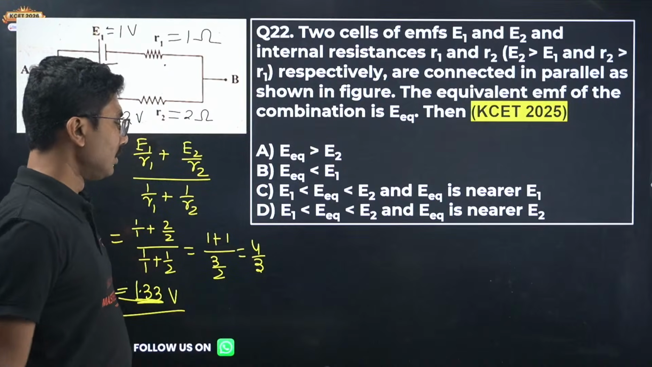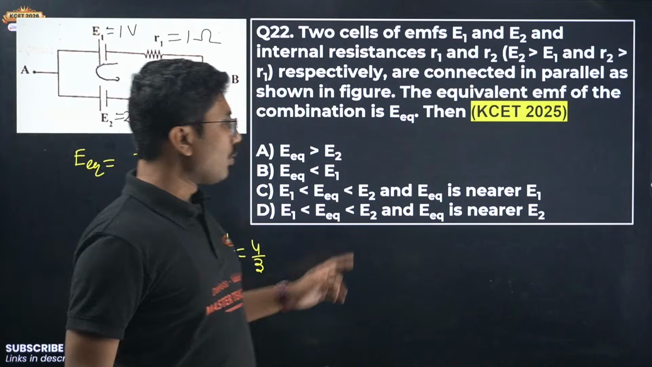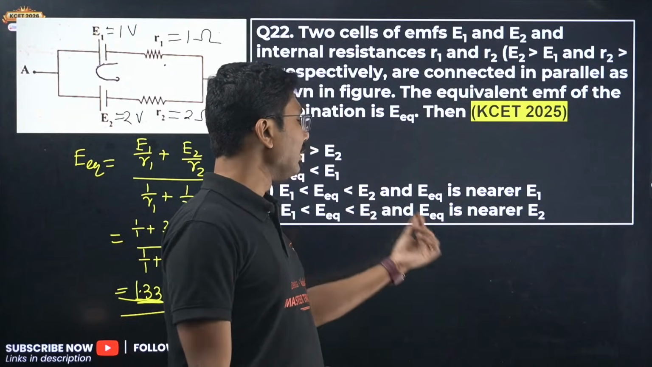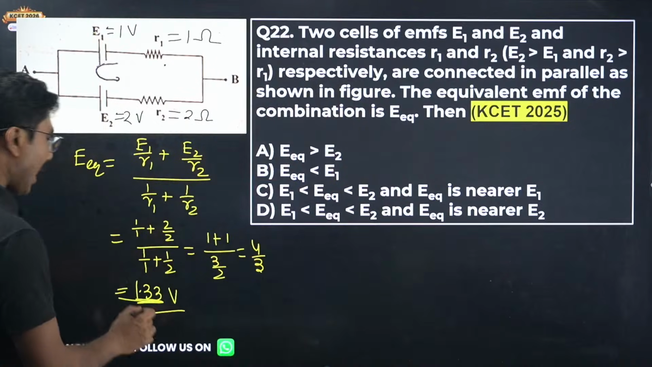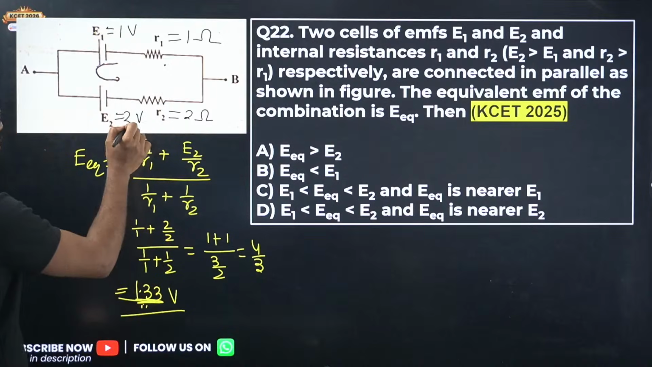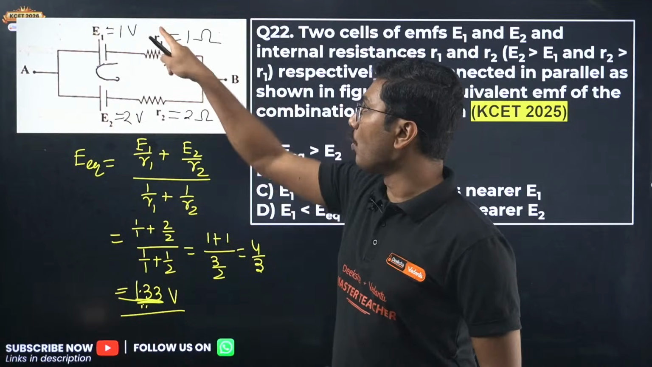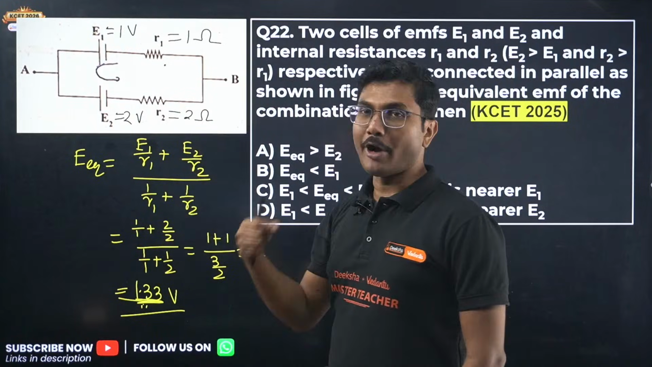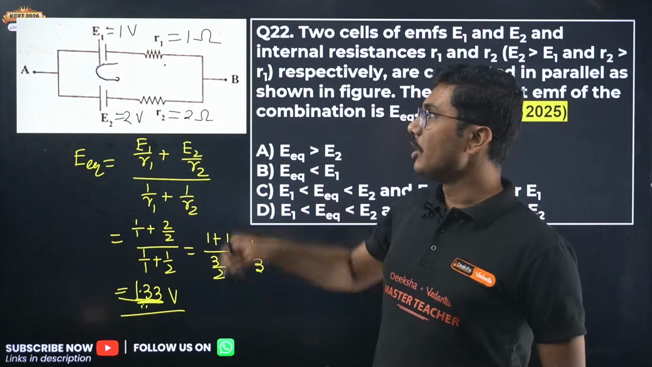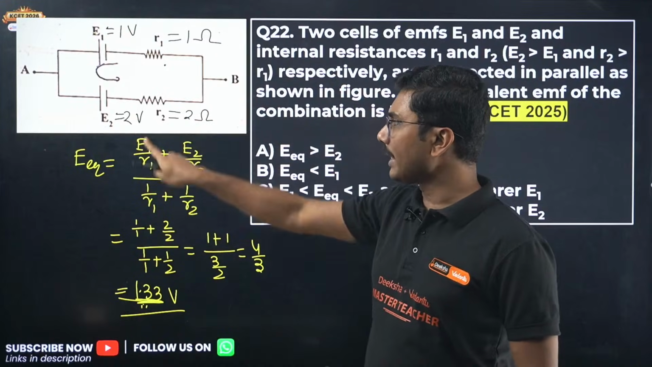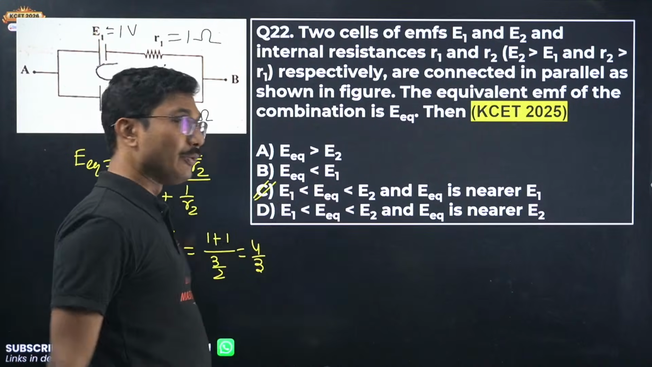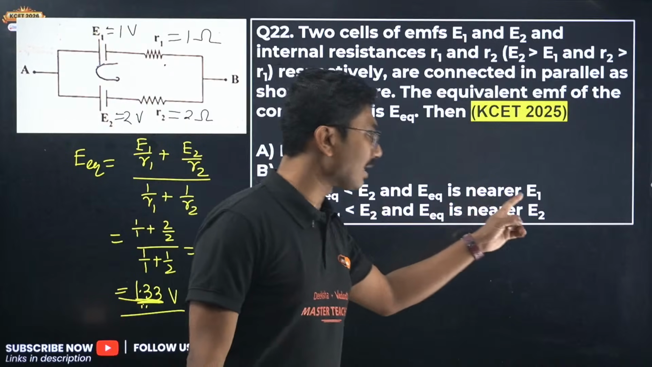Now there is also another option, that E equivalent is nearer to E1, or E equivalent is nearer to E2. So is 1.33 nearer to 1 or nearer to 2? The difference between 1 and 1.33 is 0.33. The difference between 2 and 1.33 is 0.67. So definitely it is closer to E1 than E2. So E equivalent is between E1 and E2, and it is nearer to E1.